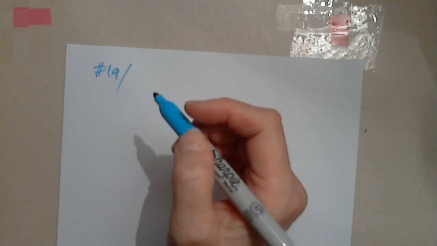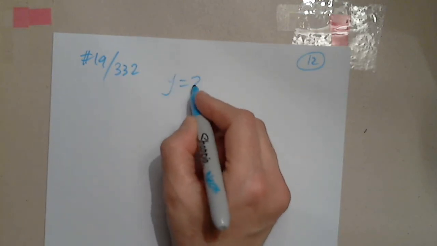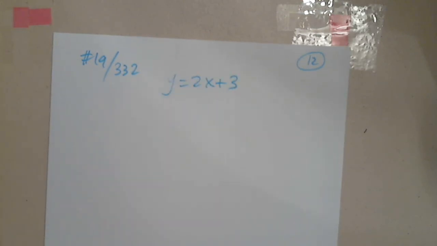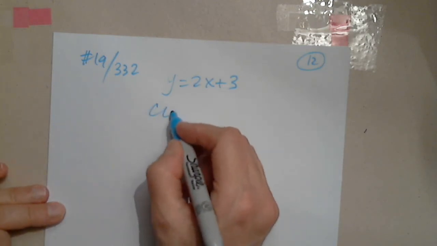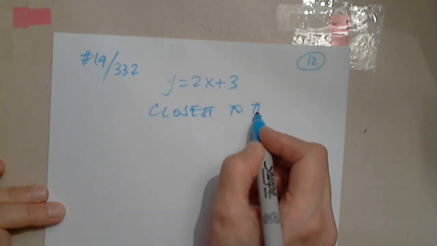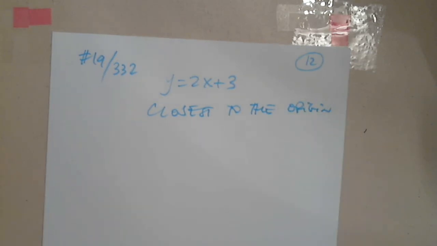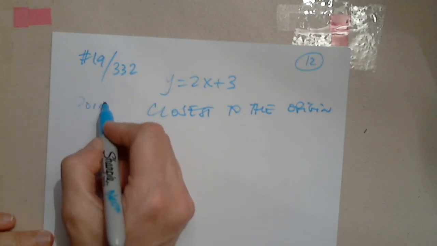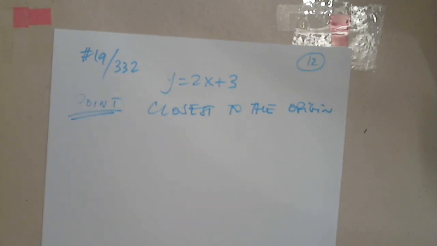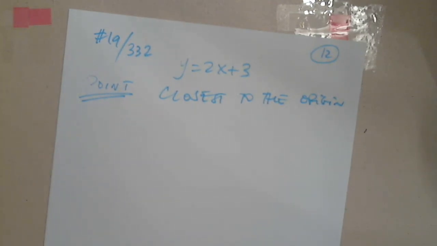Okay, so this was problem 19 on page 332. So the line is y equals 2x plus 3, and they want the point closest to the origin. Find the point closest to the origin. Okay.